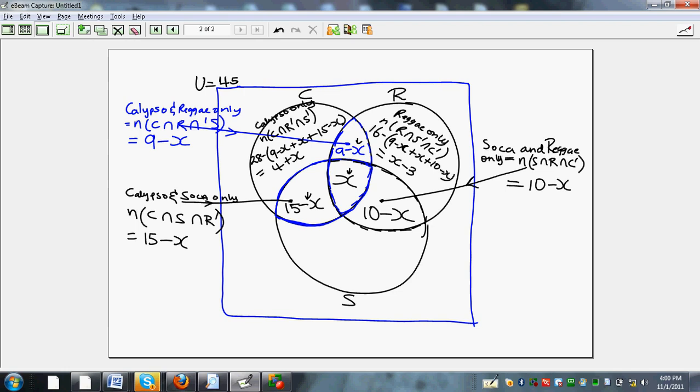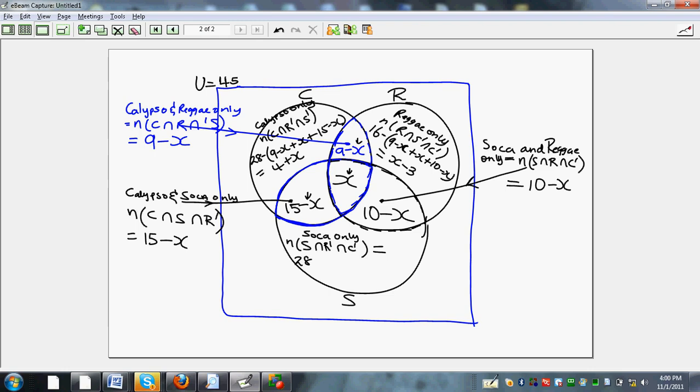So if you want to work out those who like soca only, which means the number of people that like soca and not reggae and not calypso, that'll be soca only. What you'd have to do is go back and look at those who like soca in total, and they said 28 people like soca. That means 28 people were in the whole soca circle.